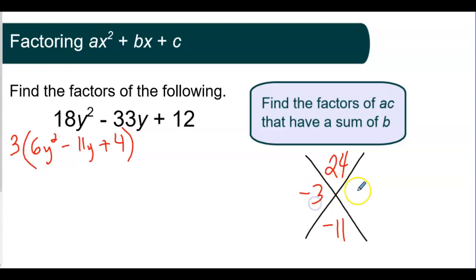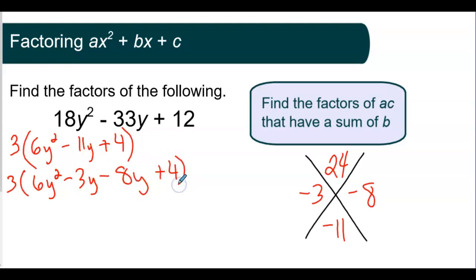That's going to be negative 3 and negative 8. So I'm going to rewrite this 3 times 6y squared minus 3y minus 8y plus 4. And now I want to factor by grouping. I get 3. I keep writing that 3 so I don't forget it. The common factor for these first two terms is a 3y.